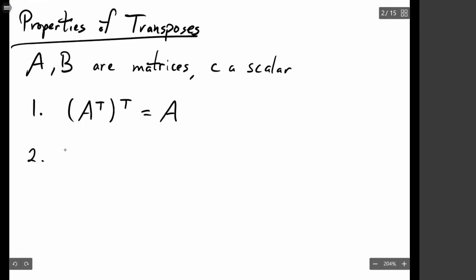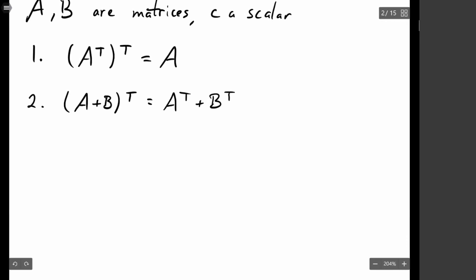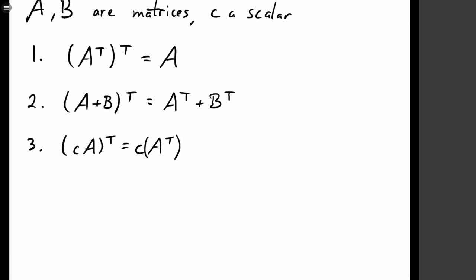The 2. What if we add 2 matrices and then transpose? Well, that's the sum of the transposes. 3. CA transpose equals C times A transpose. All right, so this looks a little weird. Let's put some parentheses here. So we can factor a scalar out of a transpose.